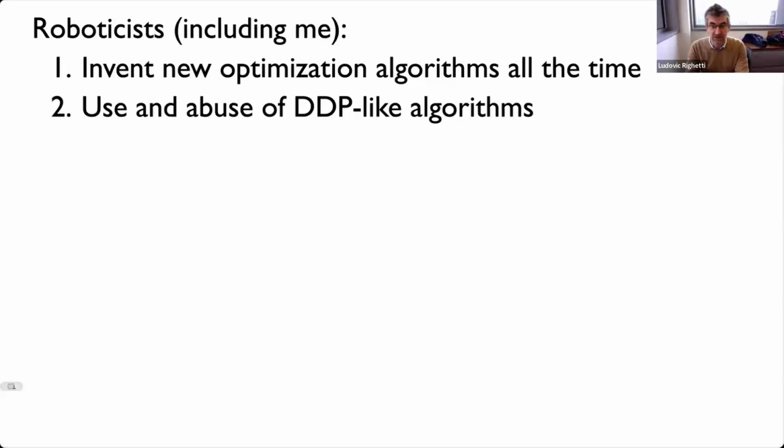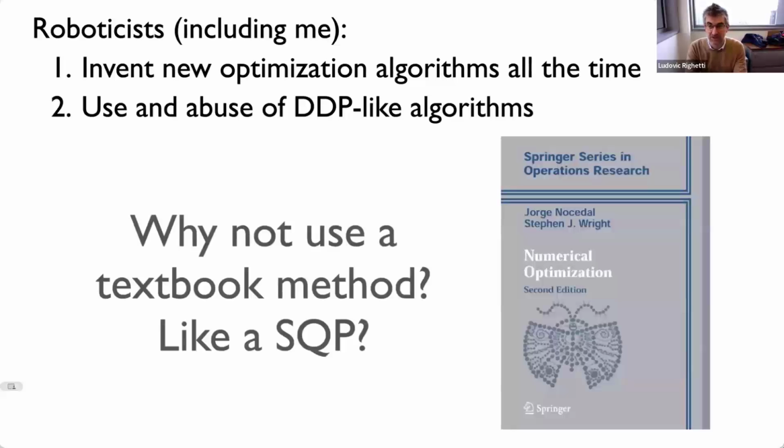So one of the questions that I didn't ask, but that the students in my lab asked, because I kept telling them, yeah, DDP is like SQP, it's the same thing, don't worry. They actually didn't believe me, and they started to look into the details, and they said, so why don't we just use the textbook?